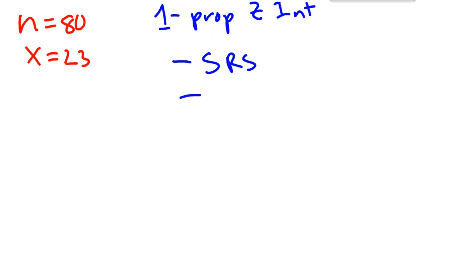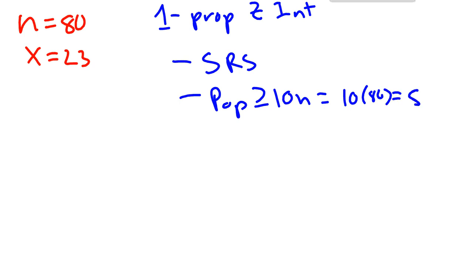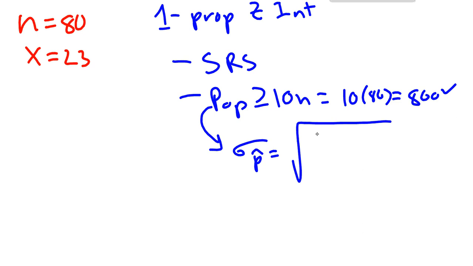Number two, the population of all customers at the restaurant should be greater than 10 times the sample size, which in this case is 10 times 80, or 800. There's no way to verify that, so we say this is an assumption. We have to assume that's true. Provided that's true, then you know that the standard deviation of p hat is equal to the square root of p hat times 1 minus p hat over n.